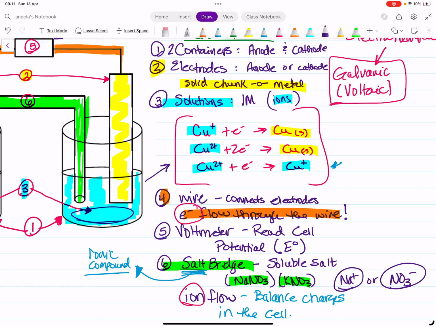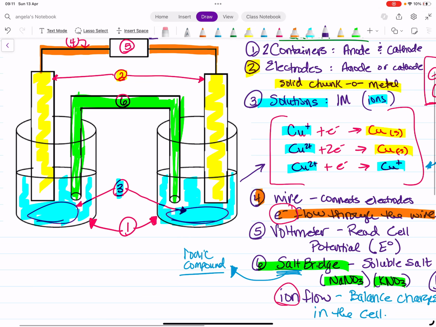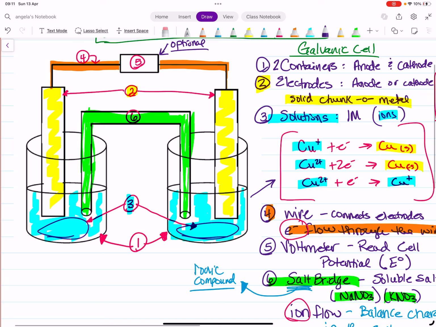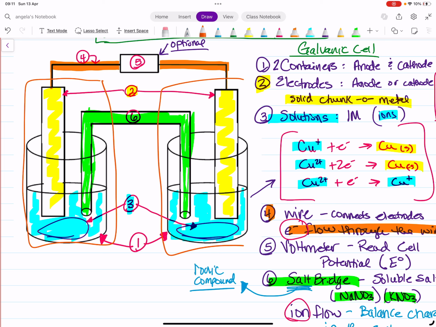Okay, so these are the main parts. Let's just take a second and look back at what we've got. I have a galvanic cell, which has two containers. I have the anode and I have the cathode, and I don't know which one's which, and it doesn't matter, and I'll talk about that a little more. But the entire anode or cathode includes the entire thing. So that's the entire anode and cathode.